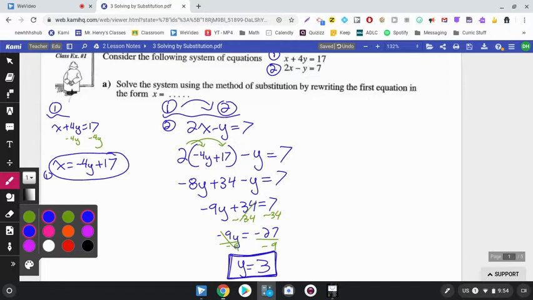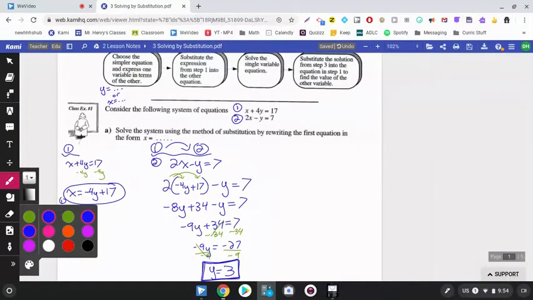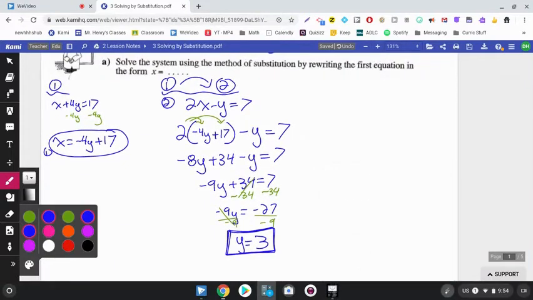There is one of my answers. Solving a system of equations, I need an x and a y, or I need a coordinate, that ordered pair. Well, I just solved for y. The last thing is it says substitute the solution from step 3 into the equation in step 1 to find the other value. Well, let's just think about it. I have y equals. A coordinate pair has an x and a y. So if I already have y, I need x.